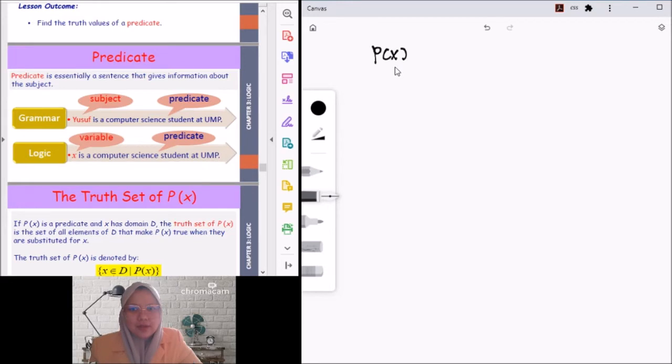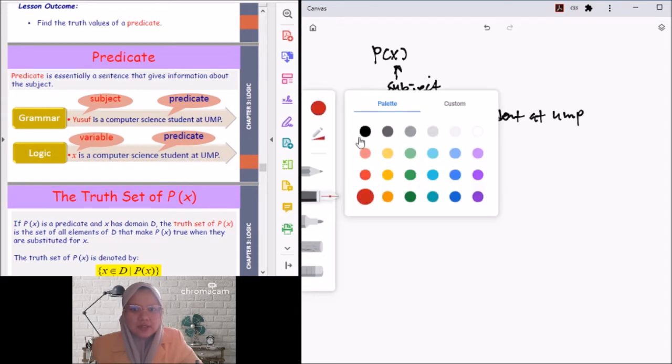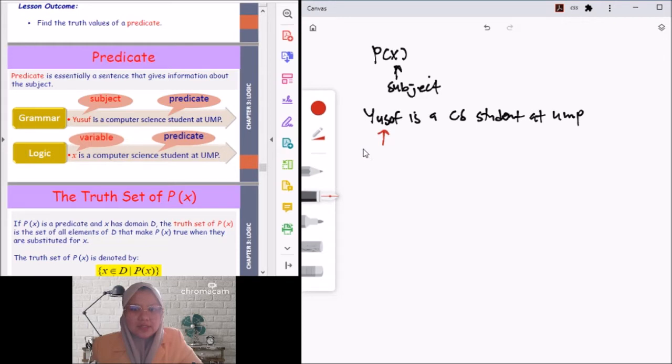X, where X refers to the subject of the sentence. Let's say we have a sentence from this example, from the slide: Yusuf is a computer science student at UMP. Yusuf is the subject of the sentence, and the rest of the sentence is the predicate. So this X in P(x) refers to Yusuf for this sentence.